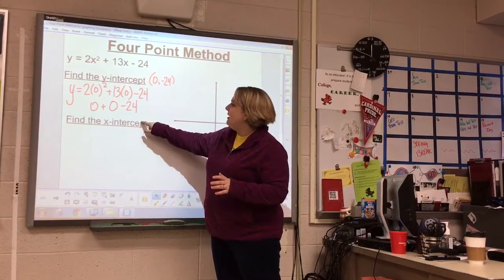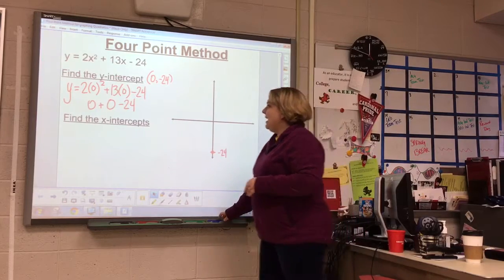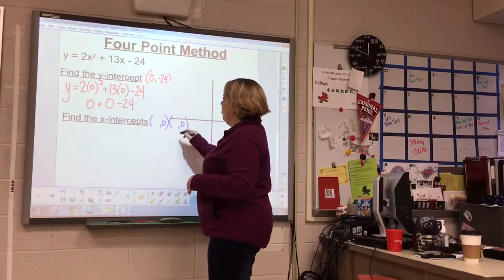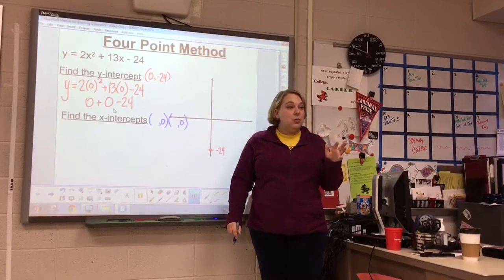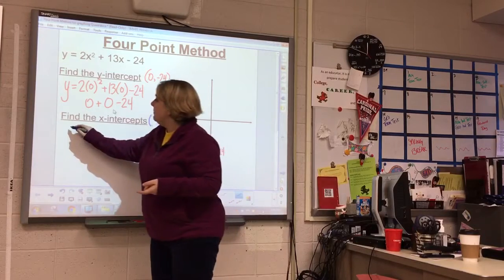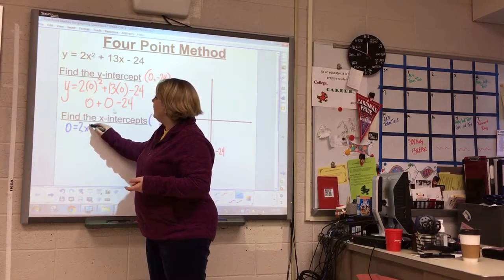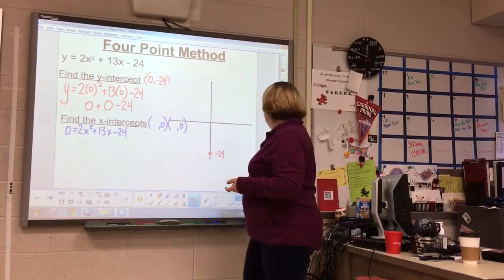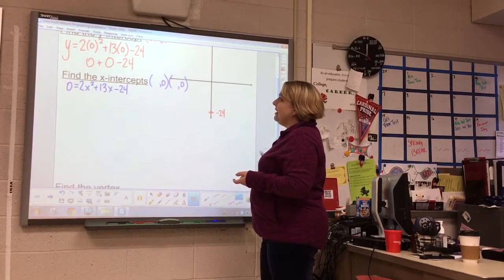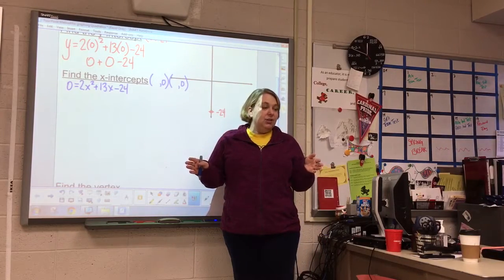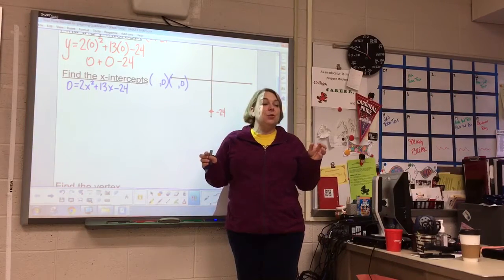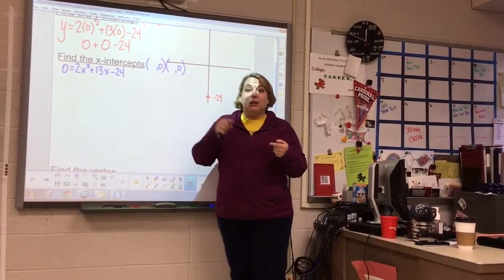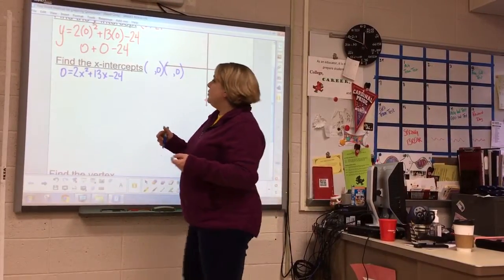All right, next I'm going to find my x-intercepts. My x-intercepts have 0 for the y. So what we learned was we can plug 0 in for y. So I've got 0 equals 2x squared plus 13x minus 24. But when it's written out in standard form like that, I can't just solve this. So what I need to do is get it into product or factored form, so then I can use the zero product property, okay?